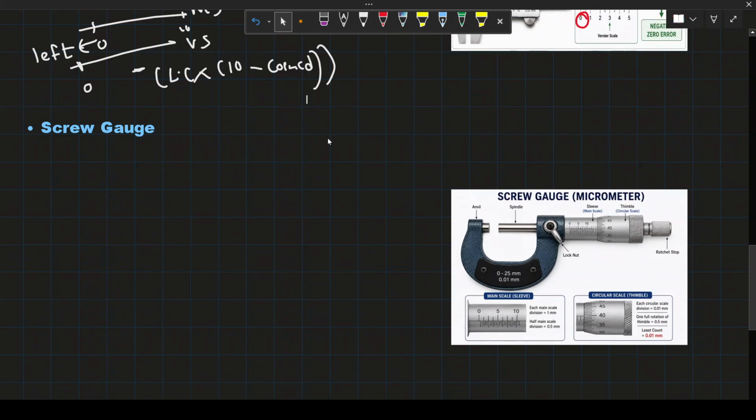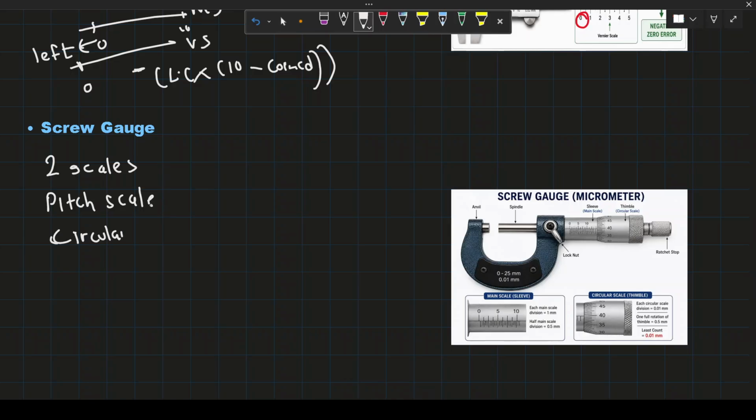Moving on to our next instrument, which is your screw gauge. As we saw in the vernier caliper, we have a main scale and a vernier scale. Here you also have two scales, which are your pitch scale and the circular scale. As you can see over here, this is your main scale, also called a sleeve, and the other being your circular scale. It usually has 50 divisions, or many times it can also be 100.